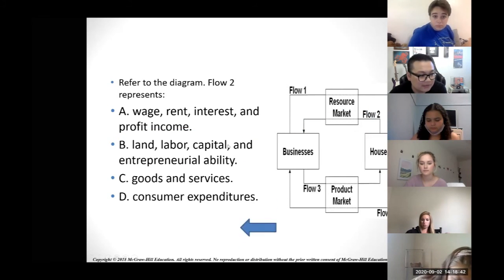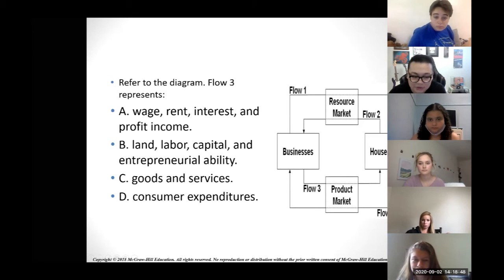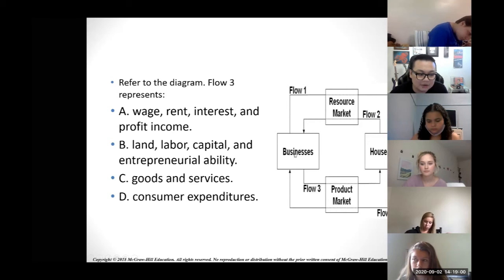The next one is flow 3. What does flow 3 stand for? Flow 3 is what does the business provide to the household? We only have 2 chances left. Okay, yeah, Anna, go ahead. C. Yes, that's correct. So it stands for goods and services. Once the business has resources, they're going to produce goods and services and sell on the product market, and the household buys those things from the product market.